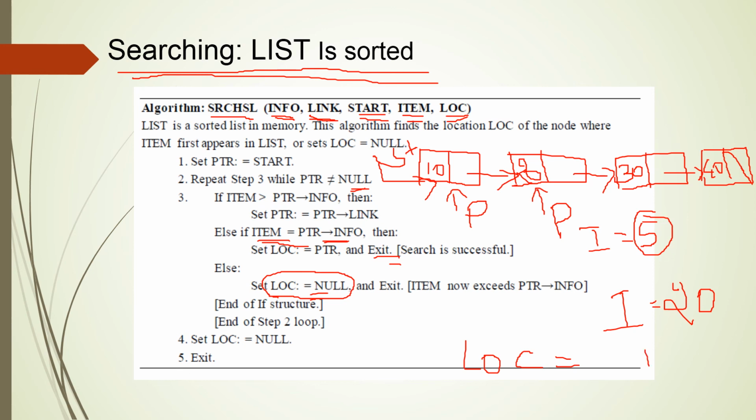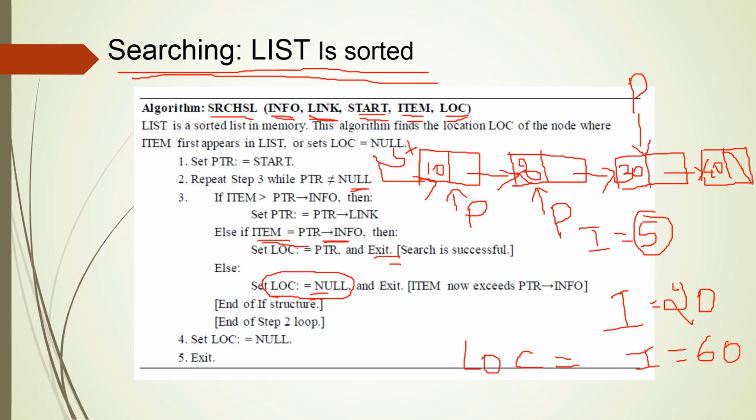This is another example. Let us assume that the key element is 60, item is 60, and we will see how this code will work. So PTR is equal to start, PTR comes to the first node, PTR not equal to null, the condition is true. Item 60 greater than PTR of info, yes, the condition is true, then PTR goes to the next node, the second node. Again PTR not equal to null, the condition is true. 60 greater than 20, the condition is true, so we move PTR to the next node, the node which contains the value 30.